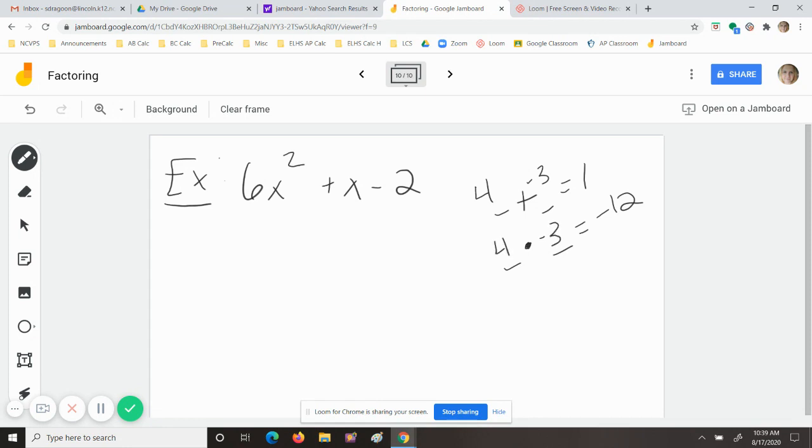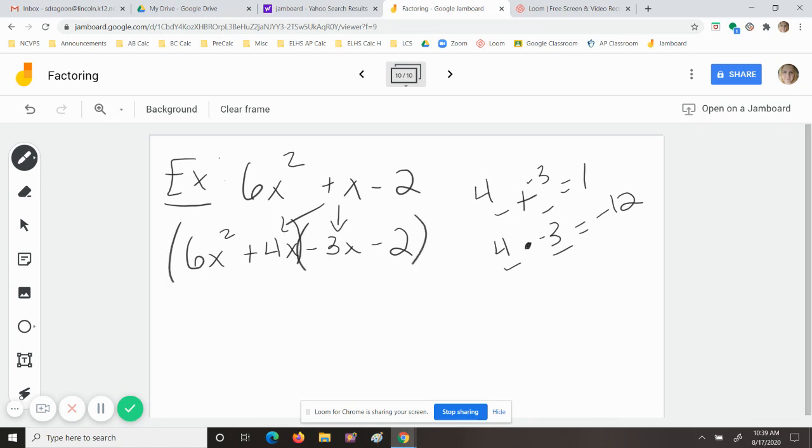Okay, so remember, next step is to replace the x with those two terms. So plus 4x minus 3x. Notice all we did is replace that x. This is still an equivalent expression. Let's group our first two and our second two.